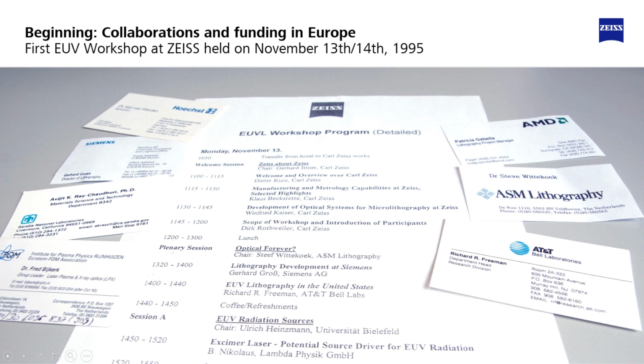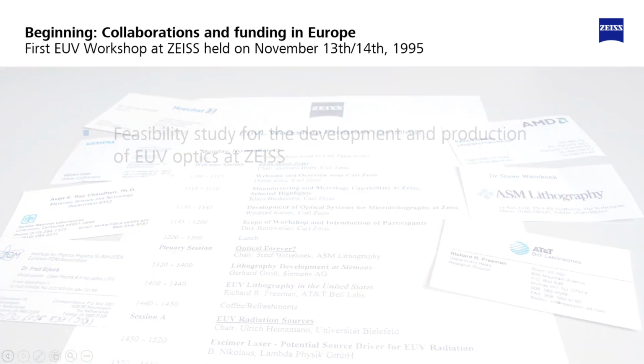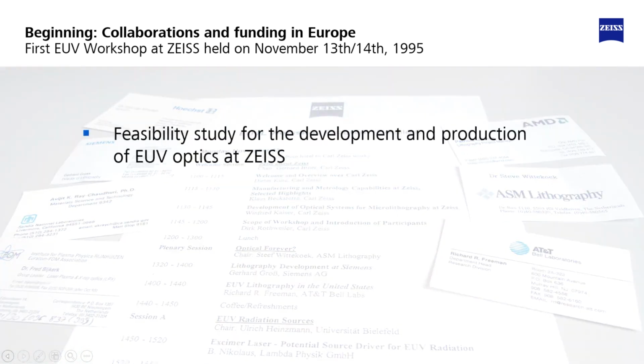EUVL development at ZEISS started in the mid-90s. Under the first European EUV program, the first EUV workshop organized by ZEISS was held on November 13th and 14th, 1995 at the location of ZEISS headquarters in Oberkochen, Germany. With participants from the EU and the US, this workshop started the feasibility study for the development and production of EUV optics at ZEISS and its partners.